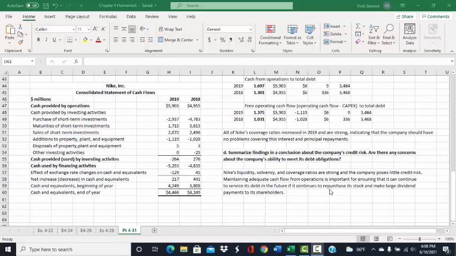And Nike, like many other companies, has been repurchasing a lot of its own stock and making large dividends. So you have to keep enough money coming in if you're going to buy treasury stock and make large dividend payments so that you can also service your debt. But right now it doesn't appear that Nike is in any danger or poses a great credit risk.